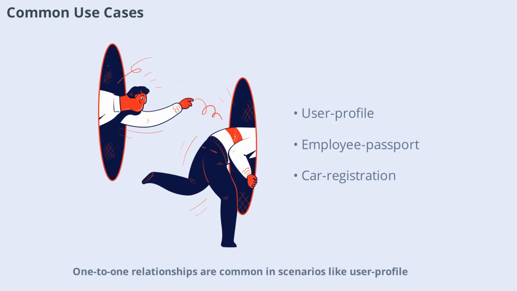One-to-one relationships are common in scenarios like user profile, employee passport, or car registration. Whenever you have two entities that are tightly coupled but logically separate, one-to-one mapping is a great choice. It's especially useful for handling optional or rarely accessed data without cluttering your main tables.